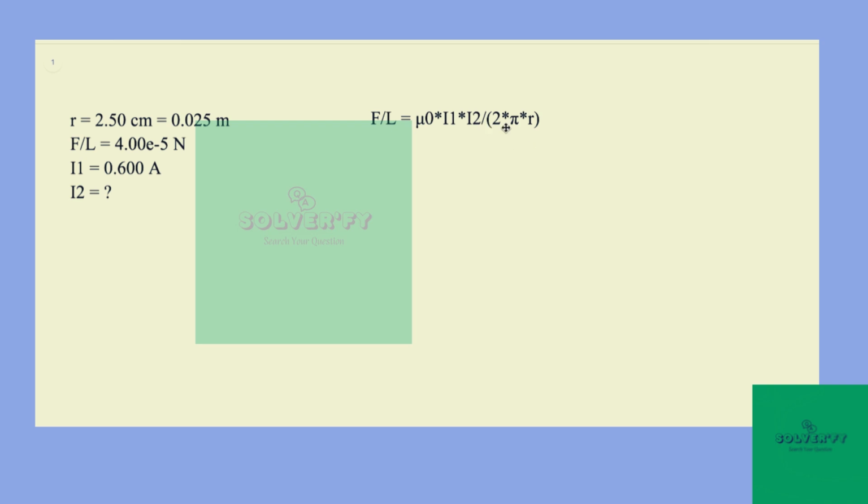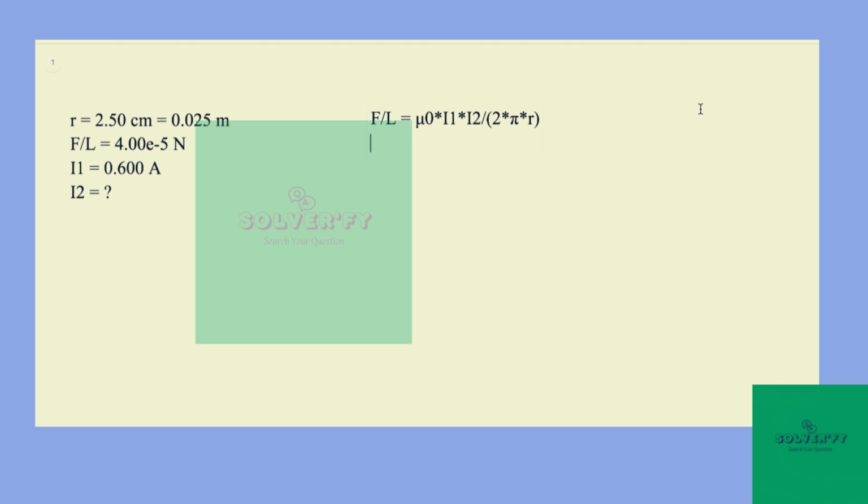So here's the expression for the force per length from two different wires with different currents, I1 and I2. So we have I1 here, we have F per L, we also have R. So all we have to do here is rearrange this equation so we can solve it for I2, and that will give us the magnitude of I2 since we have everything else we can plug in here.